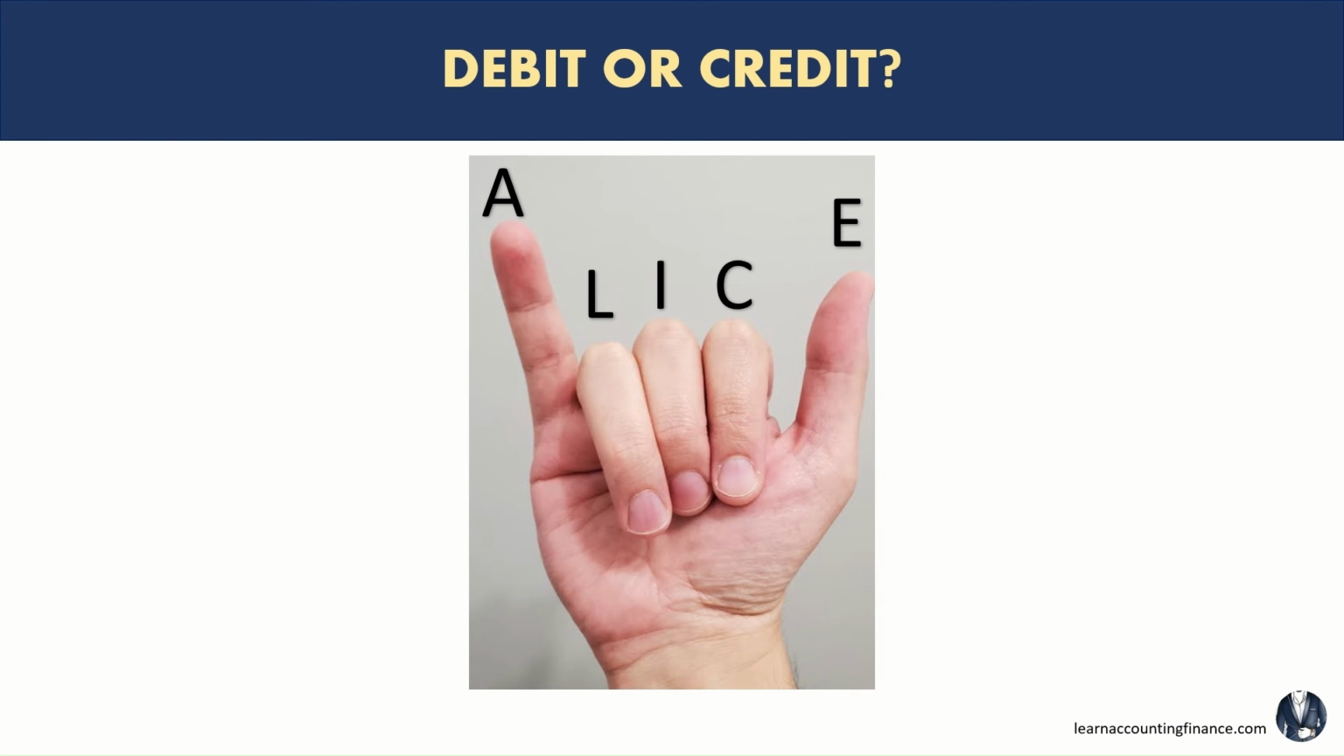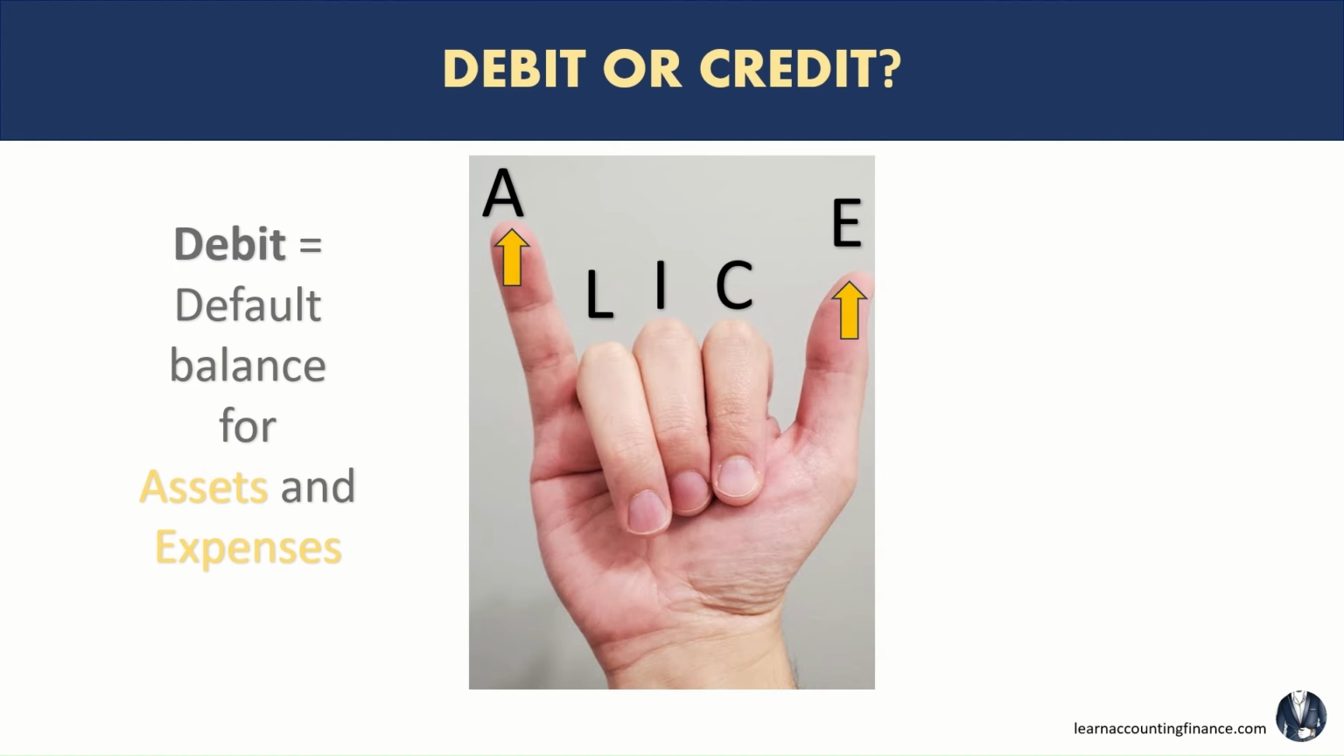Now, A and E are assets and expenses. Both of them are debited when increased. You can see that they are both pointing upwards as well, so representing an increase. Debit is the default balance position of all asset accounts and all expense accounts. So you can easily remember that A and E are to be debited when increased, which you can see from the upward direction of the fingers as well.